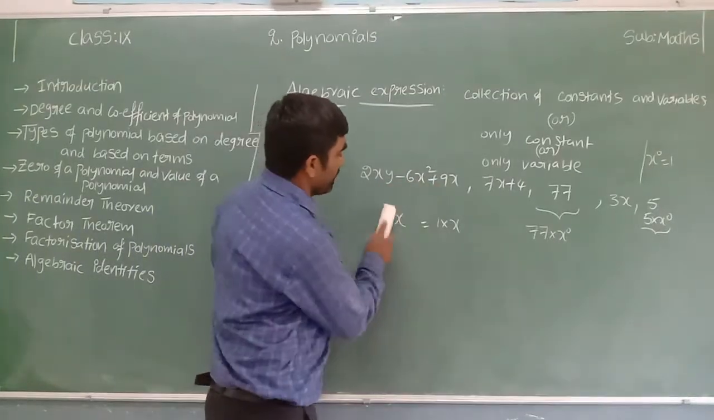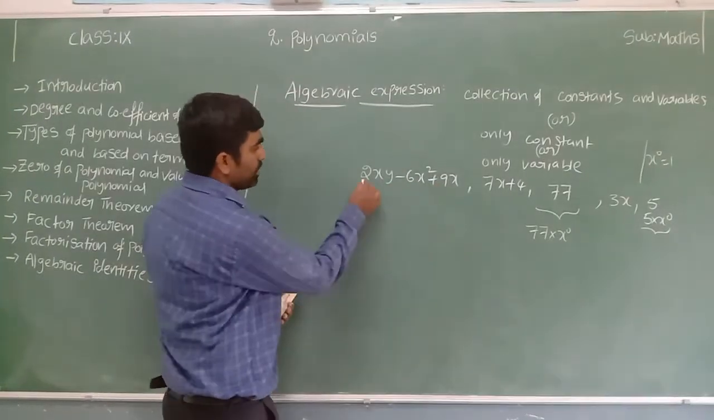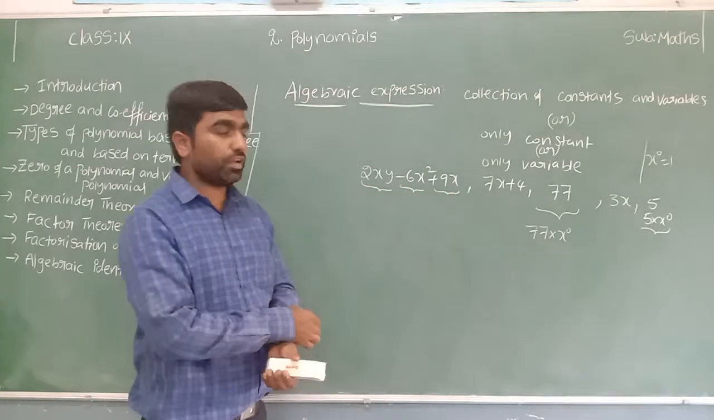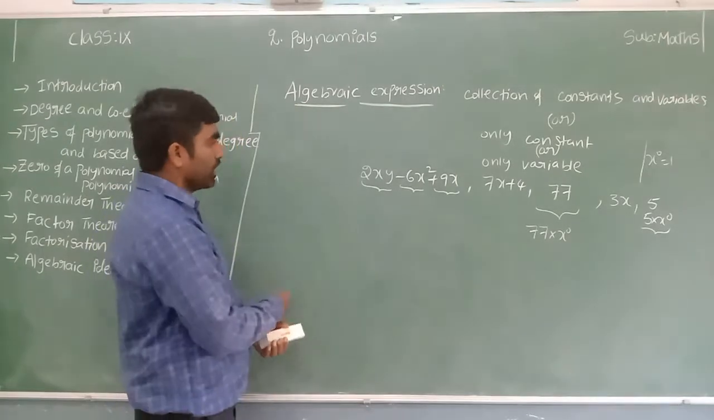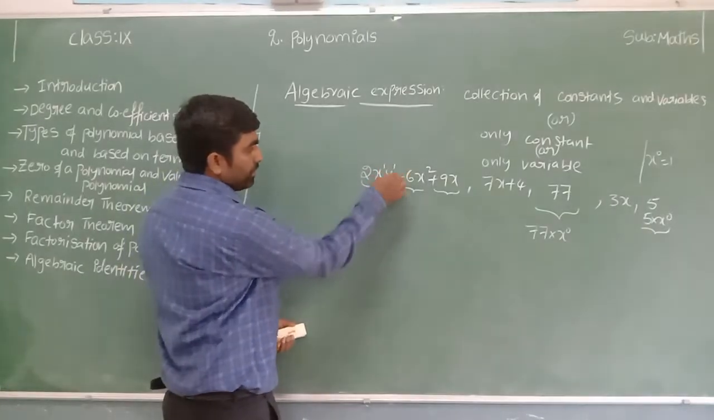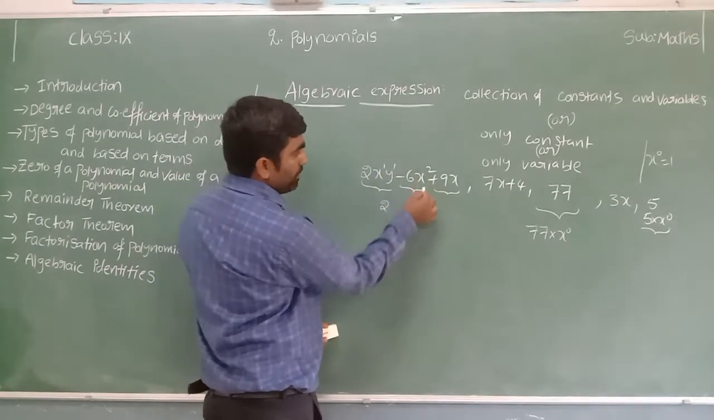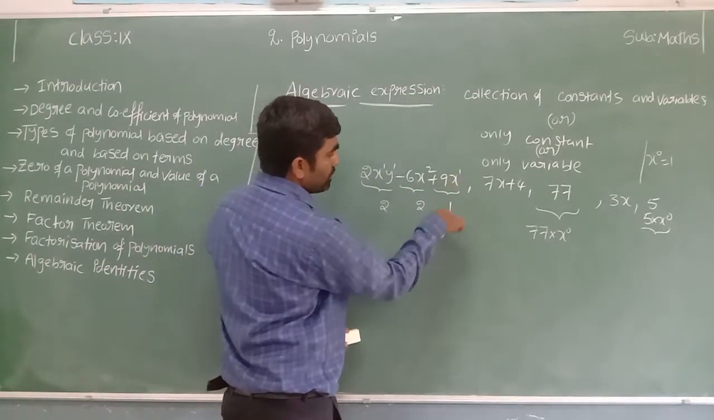Now here, see how many terms. I can see 3 terms here: first term, second term, third term. It is an algebraic expression which contains 3 terms. So tell me, what is the power of each term? When we have two variables, we can write the sum of powers, 1 plus 1, 2. The second term's power is 2. The third term's variable power is 1.